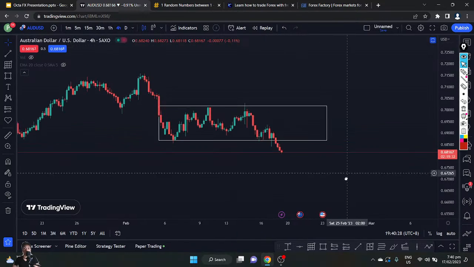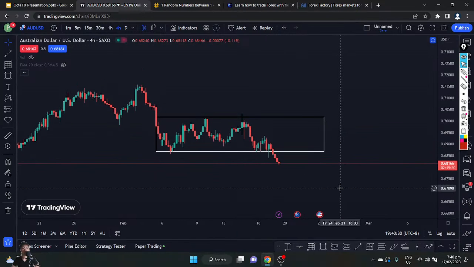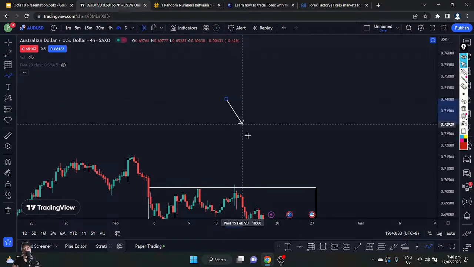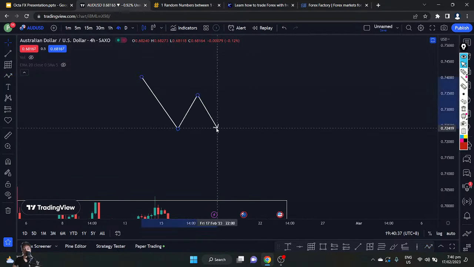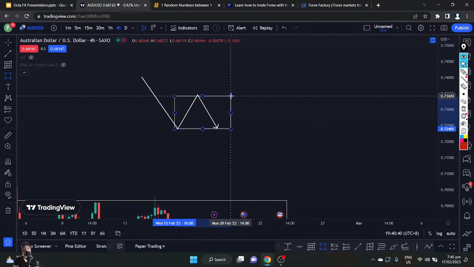So for example, you are a conservative trader and then you saw that the price is going down. Then let's say the price forms a Darvas box right here.